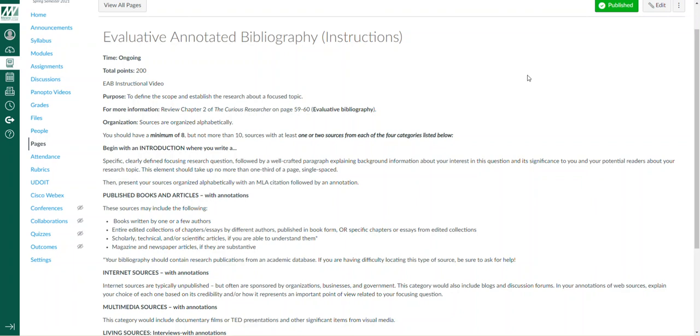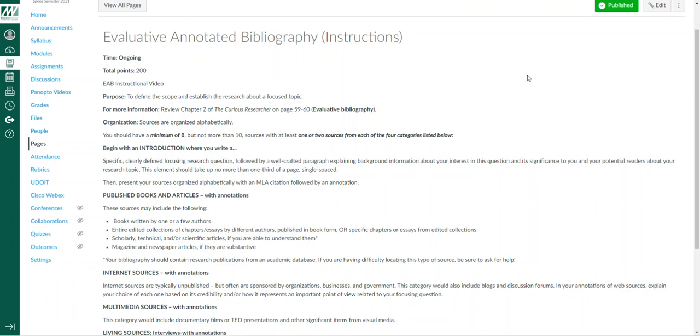So, organization. Sources here are organized alphabetically, regardless of the category. Okay, let me say that again. Regardless of the category, when compiling the citations and therefore the annotations, all the sources must be organized alphabetically. So for the annotated bibliography, you should have a minimum of 8 sources, not any more than 10. Okay, at least 1 or 2 sources from each of the 4 categories listed below.